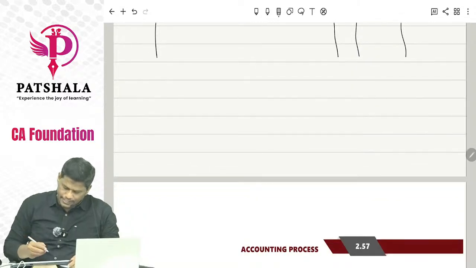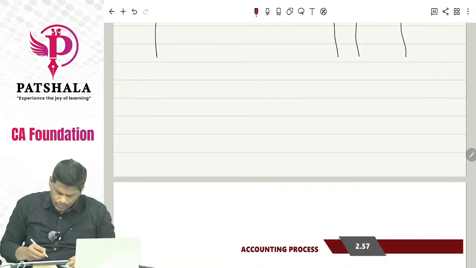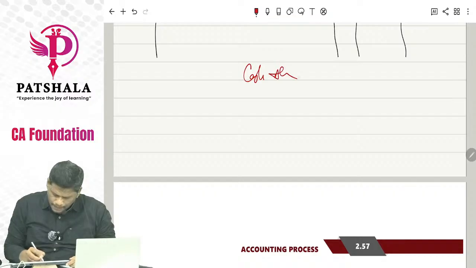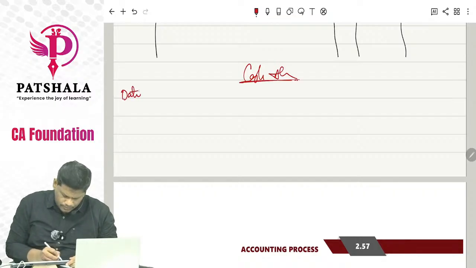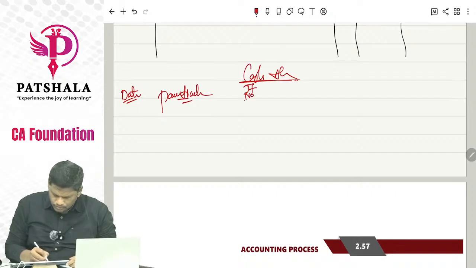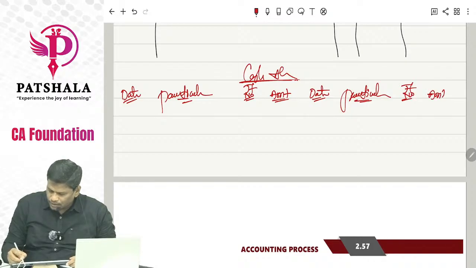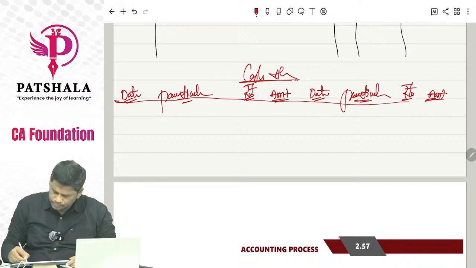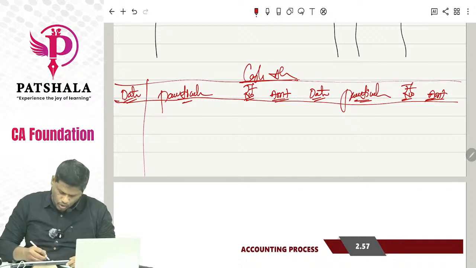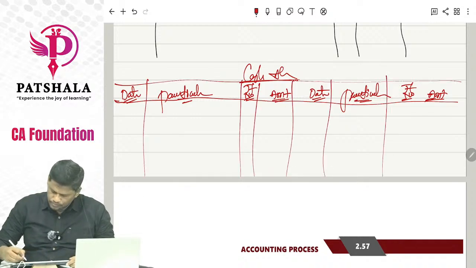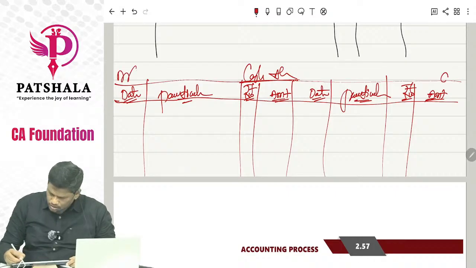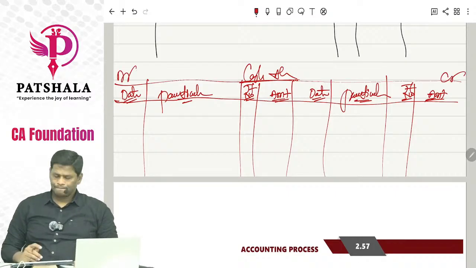A ledger account has to be opened like this. Cash account and మీరు heading పెట్టి date, particulars, AF number, amount. Date, particulars, AF number, amount. Like this you open for almost all 2 pages you open. Like this columns you open for 2 pages. This is debit, this is credit. Okay, na? Open this.